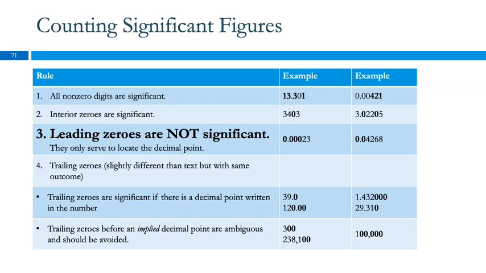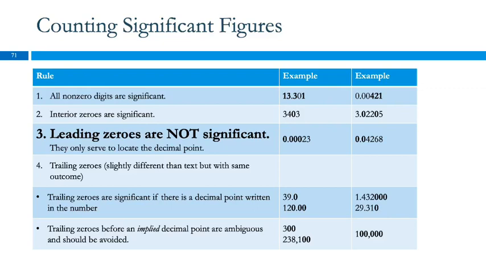If I took this number 0.00023 and I got rid of the zeros, I'd have 23 or 0.23. And that's not the same value, right? But these zeros at the beginning do not reflect measurement. They are just important to locate the decimal point. So zeros at the beginning of the number, you never count those as significant figures. Zeros in the middle, sandwiched between non-zero digits, you always count those.